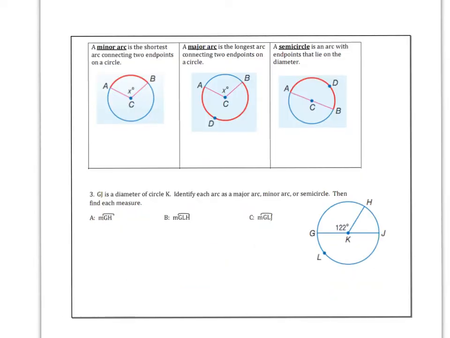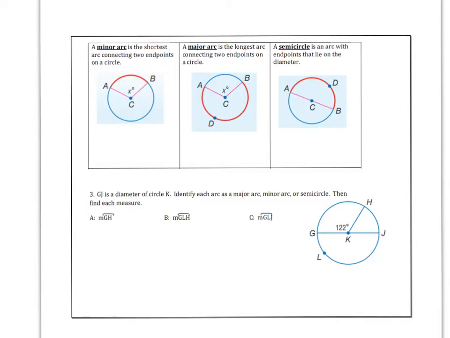Let's take a minute and talk about arcs. So here you can see we have pictures of minor arcs, major arcs, and semicircles. If you have a minor car crash, maybe you have a little fender bender, maybe you bump into something, but not too much damage. If you have a major car crash, there might be an injury, there might be a big dent in your car, something like that. Minor means small, major means big.